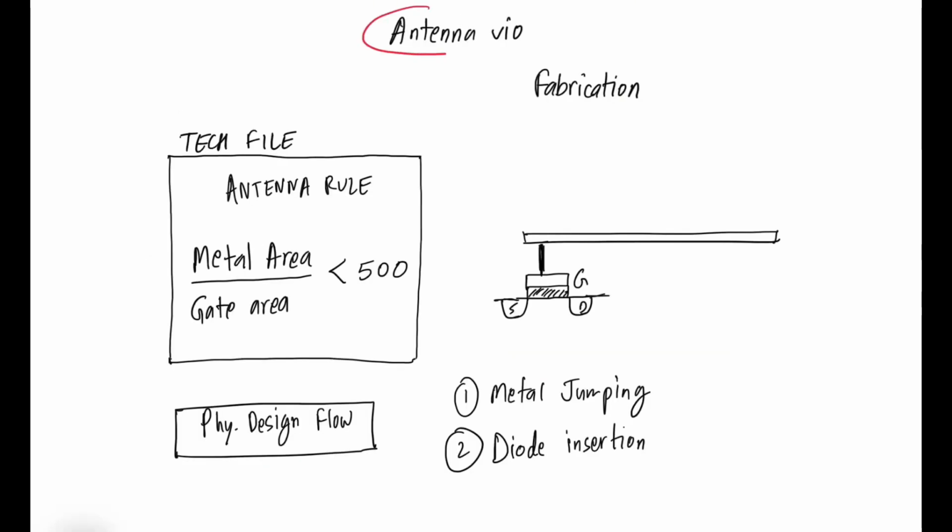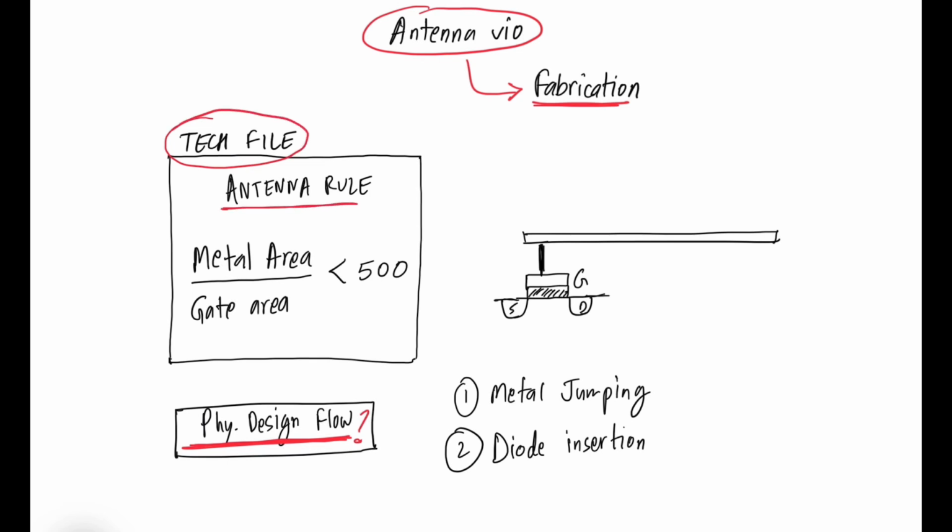So as we just saw, antenna violations occur during the fabrication step. So how do we identify or fix any potential antenna violations during our physical design flow? The answer is that the foundry provides us with a tech file which defines the antenna rules for that technology node. Antenna rules simply state that the metal area divided by the gate area should be less than a particular number, say 500 in this case.